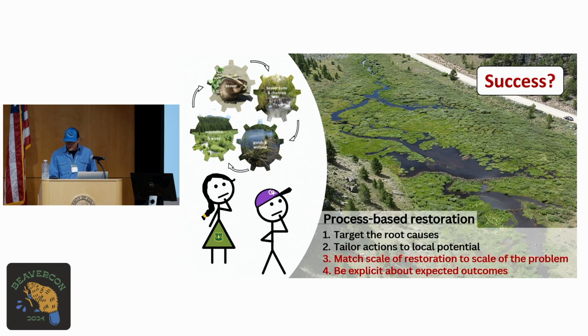But let's not be so quick. If we're serious about process-based restoration, then we're obliged to match the scale of restoration to the scale of the problem, and we're obliged to be explicit about expected outcomes. Success must be an appraisal of the degree to which natural processes are operational, and that means restoring a sustainable population of the keystone species.